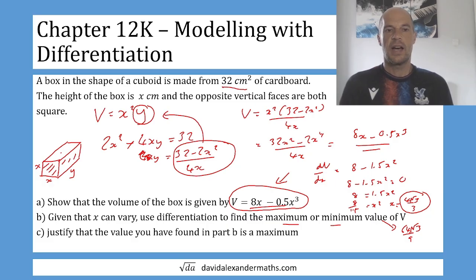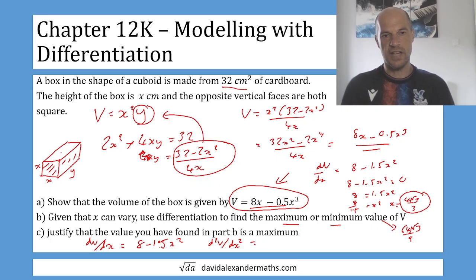Okay, so how can I justify that this is a maximum? Okay, so what I'm going to do is, if dV by dx, sorry there's not much space here, is 8 minus 1.5x squared, I'm going to work out my d squared V by dx squared, so I'm going to take the second derivative, and that is going to be minus 3x.